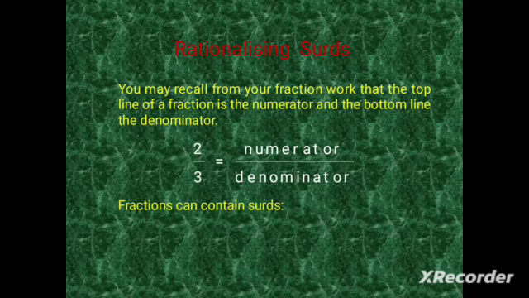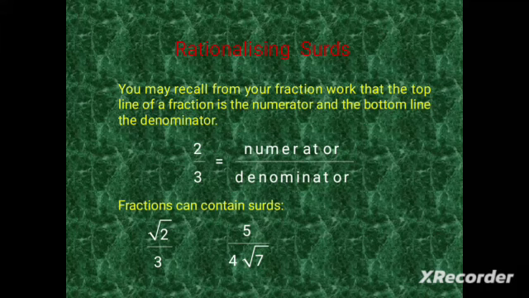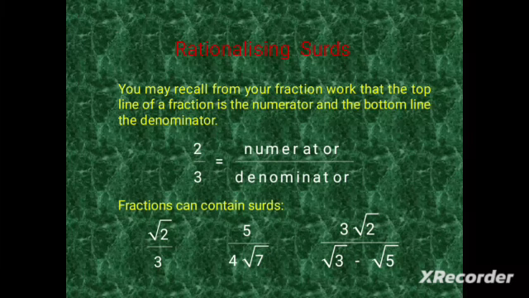Now fractions can contain surds, and this can be shown as below. Square root of 2, or root 2 over 3. That is a fractional surd. Another example is 5 over 4 root 7. Another fractional surd. 3 root 2 over root 3 minus root 5. Another fractional surd.